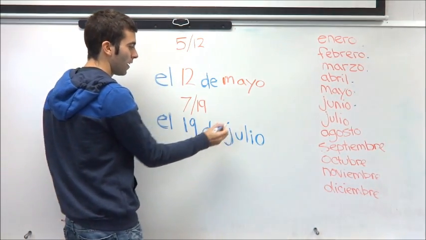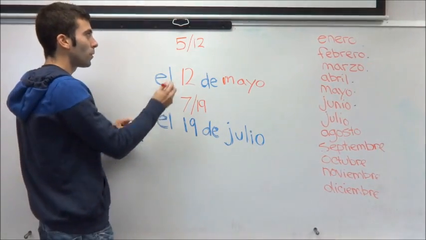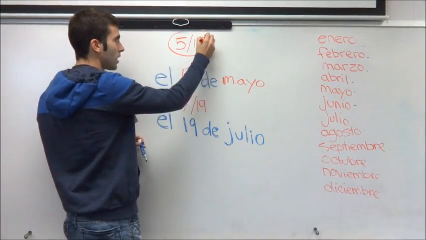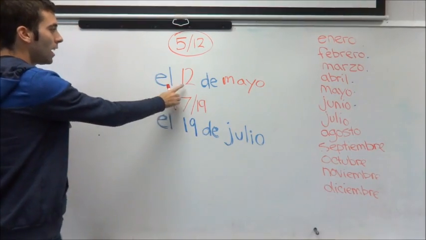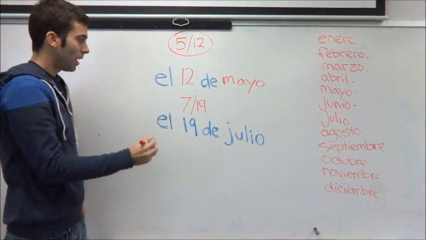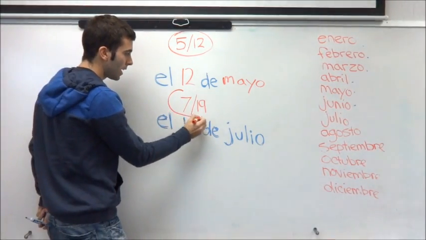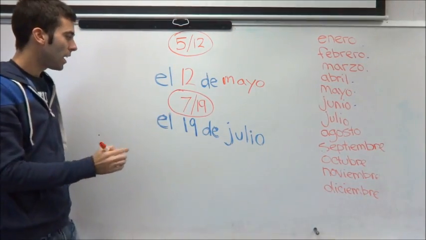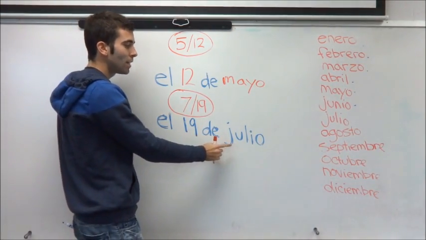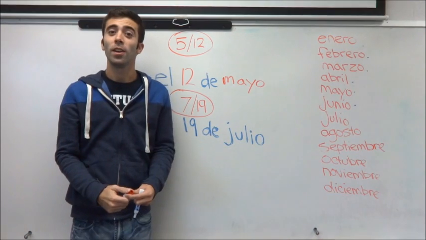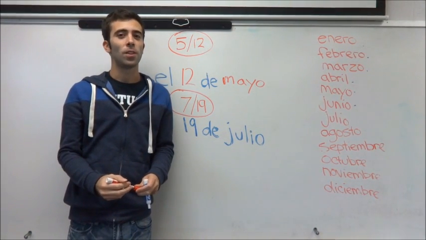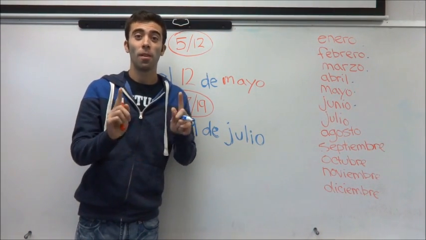There we go. So, if we're writing 5/12, it's el 12 de mayo. If we're writing 7/19, it's el 19 de julio. Do you think you learned this? I hope so. Let's do some more practice.